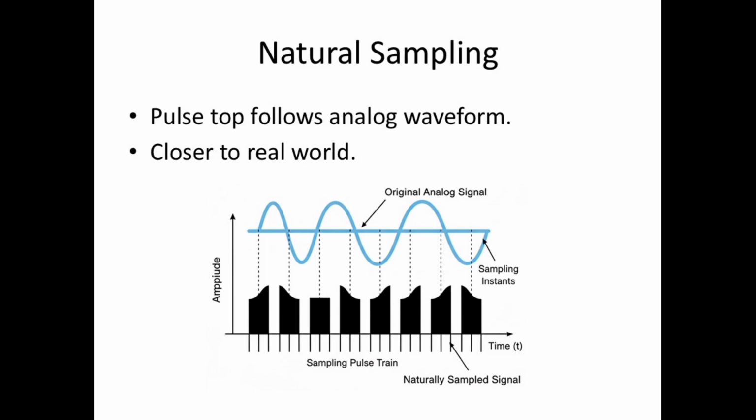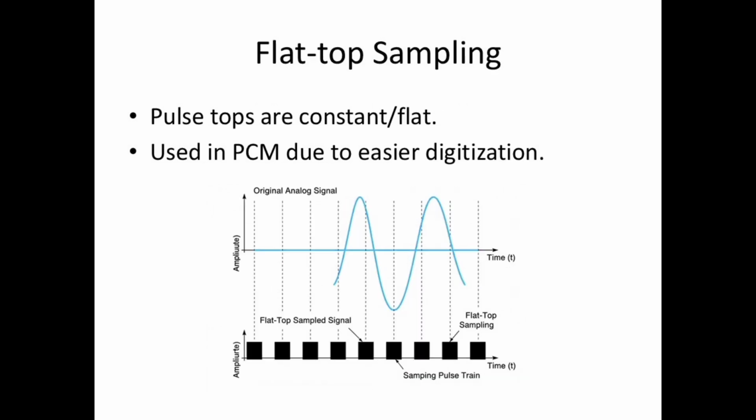In natural sampling, the top part of each sample follows the shape of the original analog signal. This method is closer to real world behavior, making it more realistic compared to ideal sampling. In flat top sampling, the top of each pulse is flat, meaning it does not follow the exact shape of the analog signal. This method is used in PCM systems because flatter pulses are easier to convert into binary values. Waveforms for all three sampling types are important.